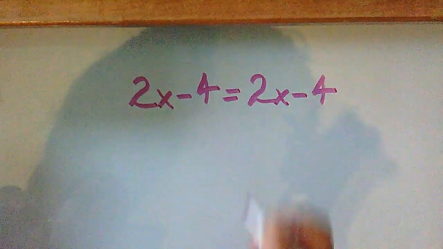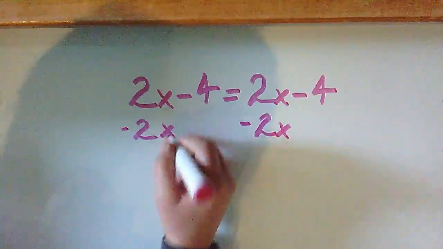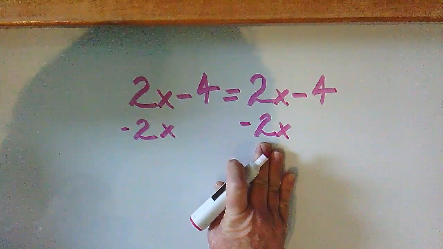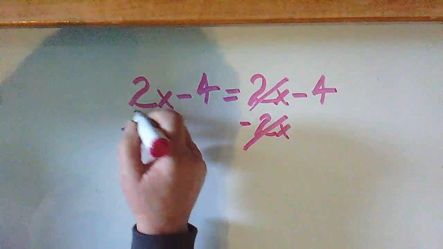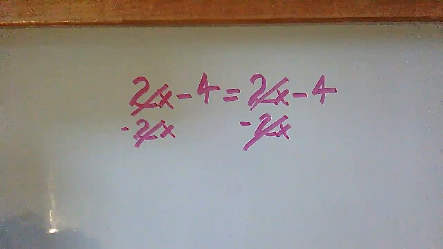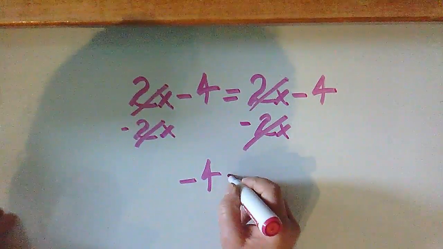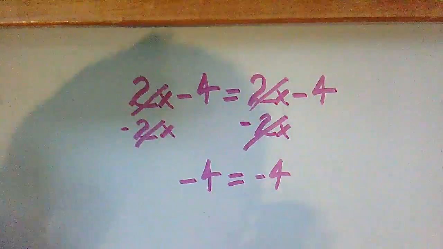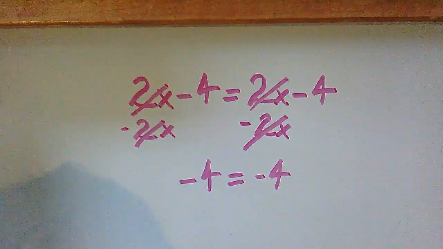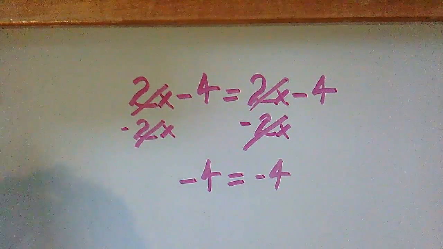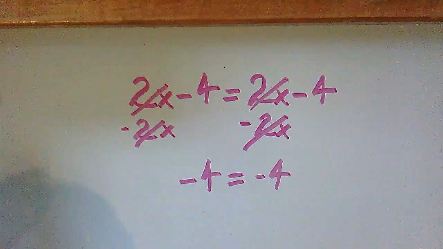Well, let's see. Subtract 2x from this side. Subtract 2x from this side, because whatever you do to one side of an equation, you have to do to the other. Huh, that's funny. My variables canceled themselves out. And what do I have left? Negative 4 equals negative 4. Huh. Is that a true statement? Yes, it is. Negative 4 is equal to negative 4. This is an identity.